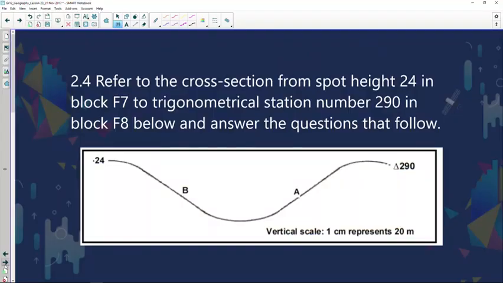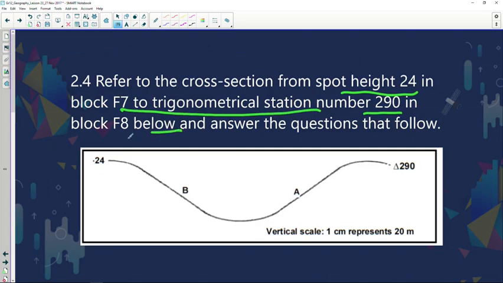Welcome back after the break, and let's continue looking at question 2.4. Now, in 2.4, a cross-section is given to you from spot height 24 and block F7 to the trig station 290. And what they've done is they actually drew it for you. They gave you a scale of 1 centimeter represents 20 meters. Now, once again, pay attention. They gave you a cross-section from the following places.